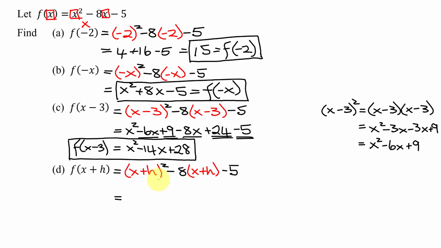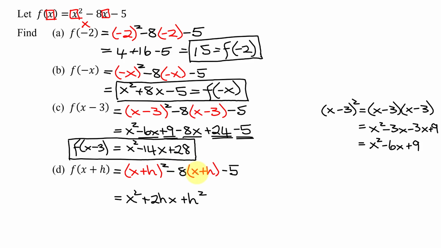So squaring this binomial, I'm going to do this by the shortcut method, but if you want to write it out this way and use FOIL, that's fine too. Shortcut method says take the first term and square it. X times x is x squared. Twice the product, 2 times x times h is 2xh or 2hx. It doesn't matter which way you write it. Since multiplication is commutative, then take the last term and square it. H times h is h squared.